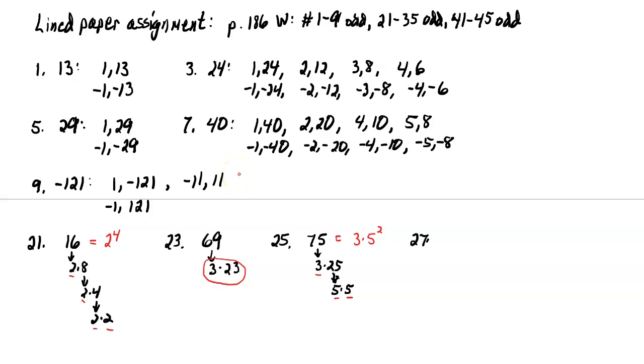Number 27. The number is 27. 27 is 3 times 9. And 9 is 3 times 3. 3 times 3 times 3 is 27. So the prime factorization is 3 to the 3rd power. That's another good one to memorize. The more powers of 2 that you memorize, the more powers of 3 that you're able to memorize, it'll make algebra class easier for you.